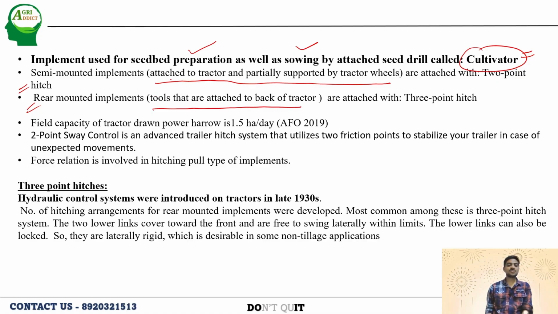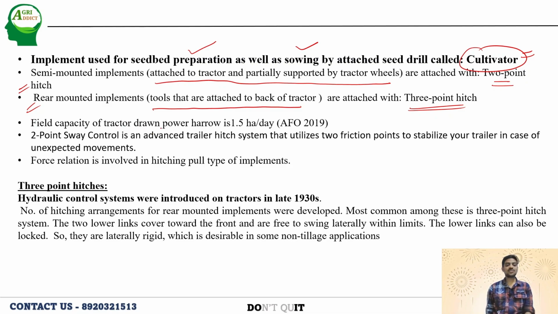See, semi-mounted implements means the implements which are attached to the tractor and partially supported by the tractor wheels. And rear implements are the tools that are attached to the back of the tractors directly. Here we are using a 3-point hitch, meaning they are directly attached, hydraulic type. A 2-point hitch is another kind of connection. You can understand this if you just Google the pictures and look at what the 3-point hitch and the 2-point hitch are. It is a kind of hydraulic control system. This is what I can explain to you. The 3-point hitch and the 2-point hitch that I mentioned are kinds of hydraulic control systems.